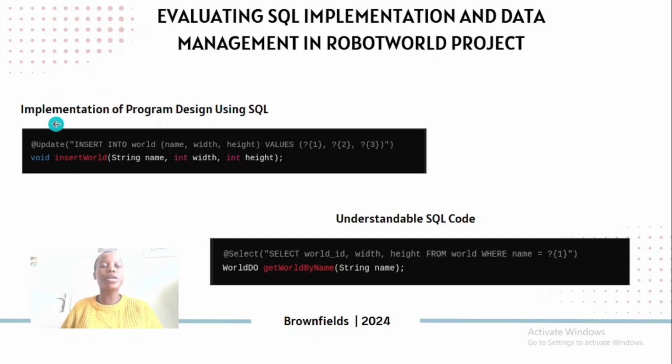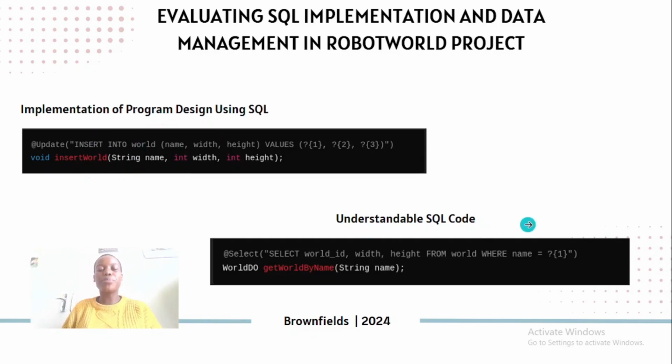The first one will be implementation of program design using SQL. This code from our World DAO interface shows how the program design is implemented using SQL. The SQL command inserts a new world configuration into the world table. This aligns the application's design with the database schema, ensuring consistent data storage and retrieval. So in our world, we are inserting our data into the world table.